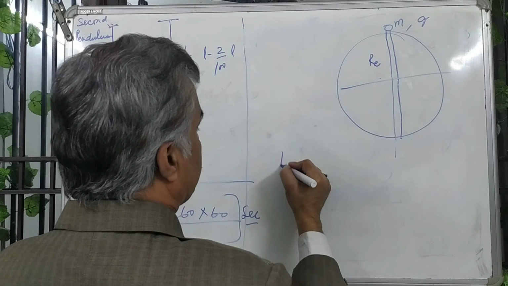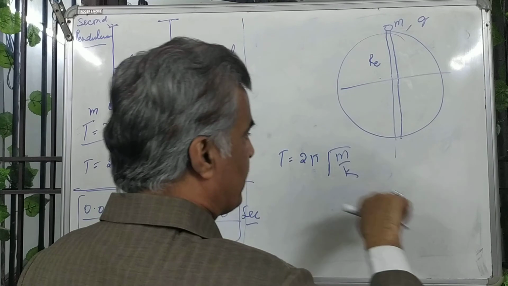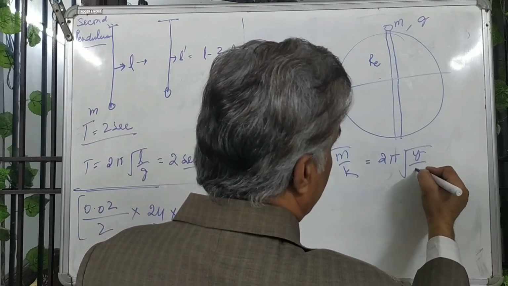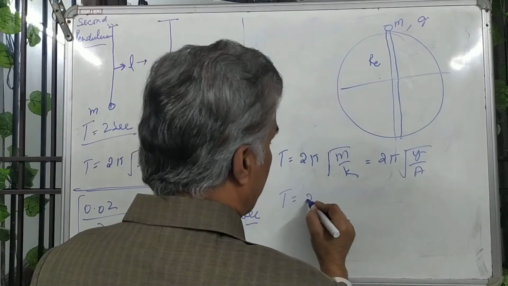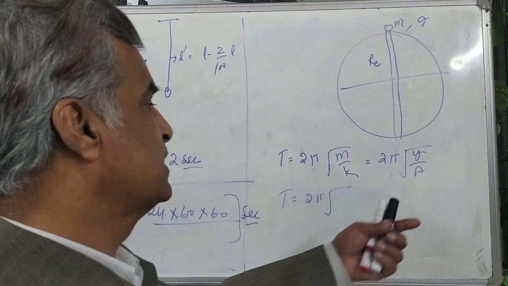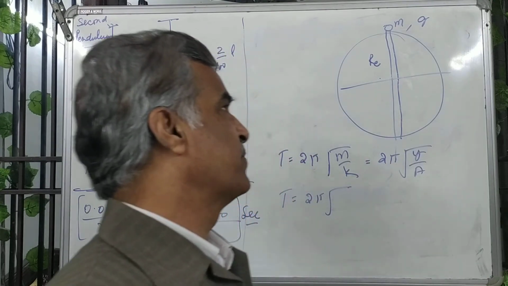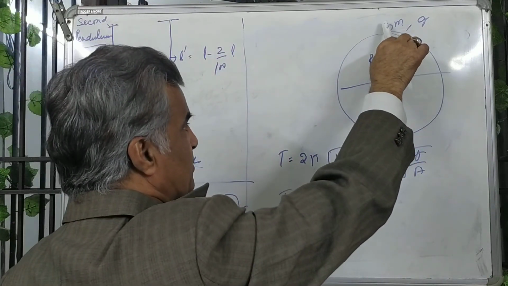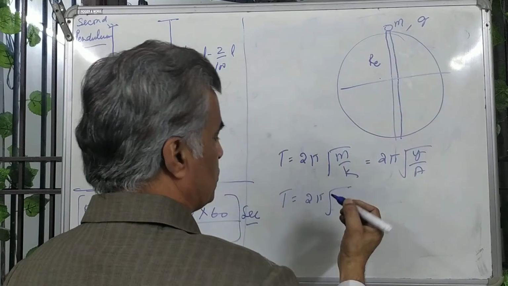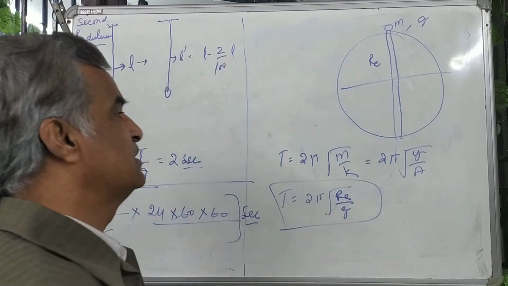So time period T equals 2 pi root m by k, and one more formula is time period T equals 2 pi root displacement upon acceleration. In this condition you take acceleration at the point where you are taking displacement. At this point displacement is the radius of the earth, Re, and acceleration is g. So T equals 2 pi root Re upon g. This is the answer.